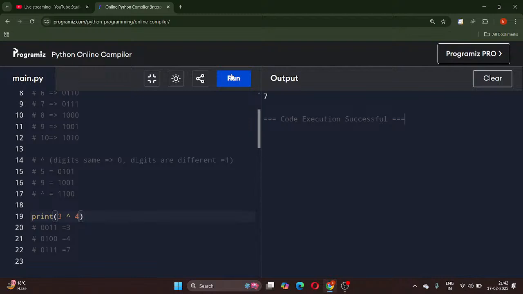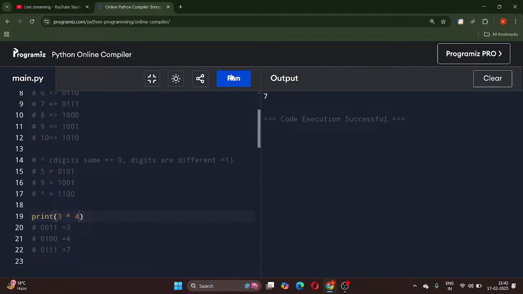So are we clear with this? Yeah, everyone is clear, right?